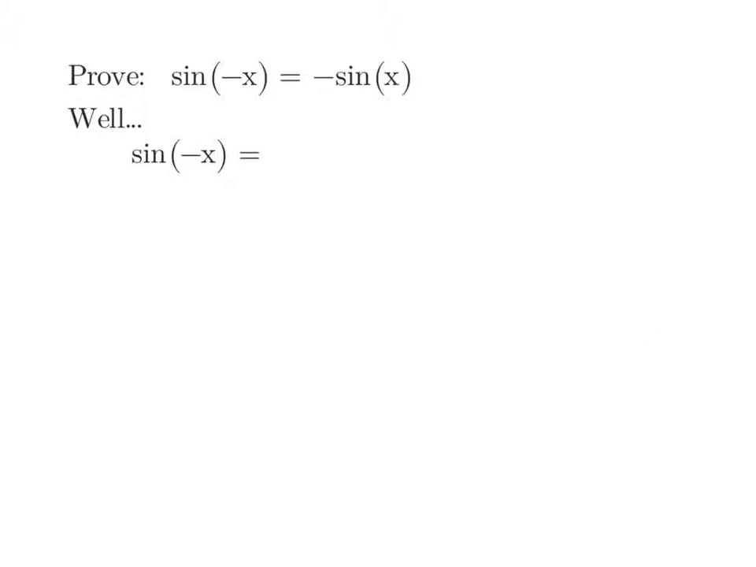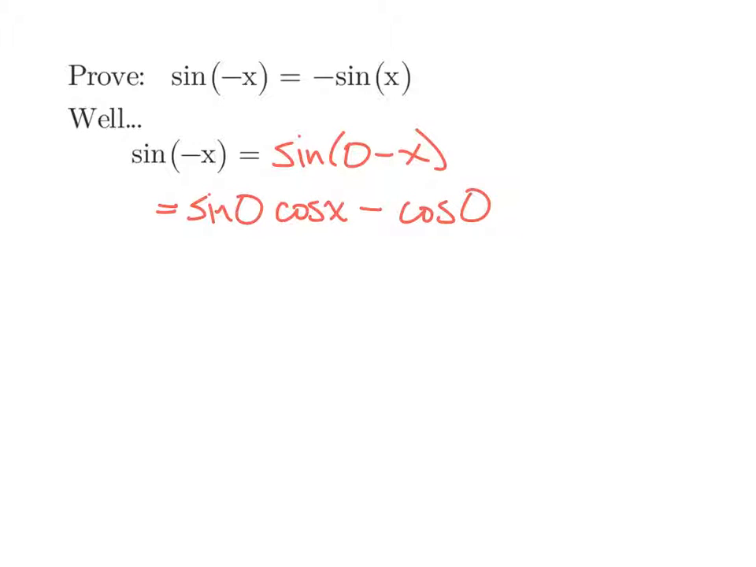All right, let's get into it and prove that the sine of negative x is equal to the opposite of the sine of x. First thing to do is to recognize that sine of negative x, that negative x is 0 minus x. That allows us to use the sum and difference identities for sine. The difference identity for sine is sine cosine, so sine of 0, cosine of x, minus cosine sine. So cosine of 0, sine of x.